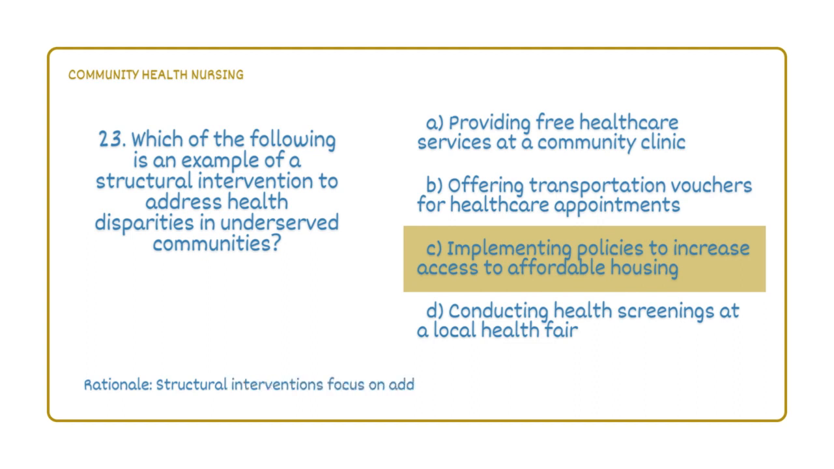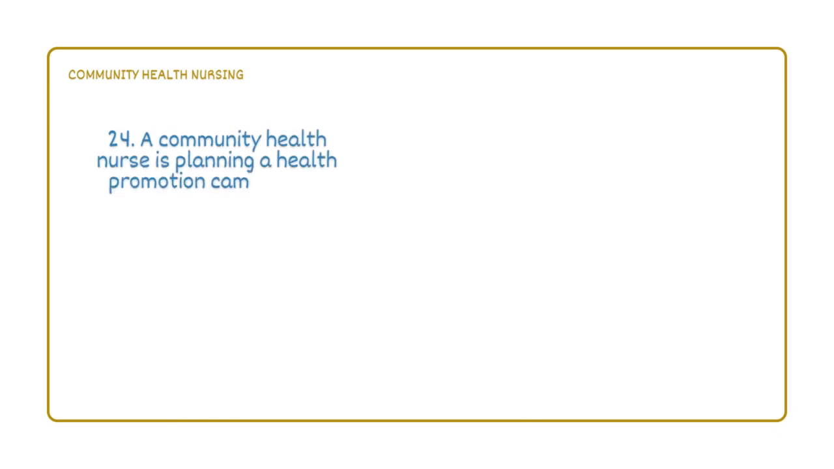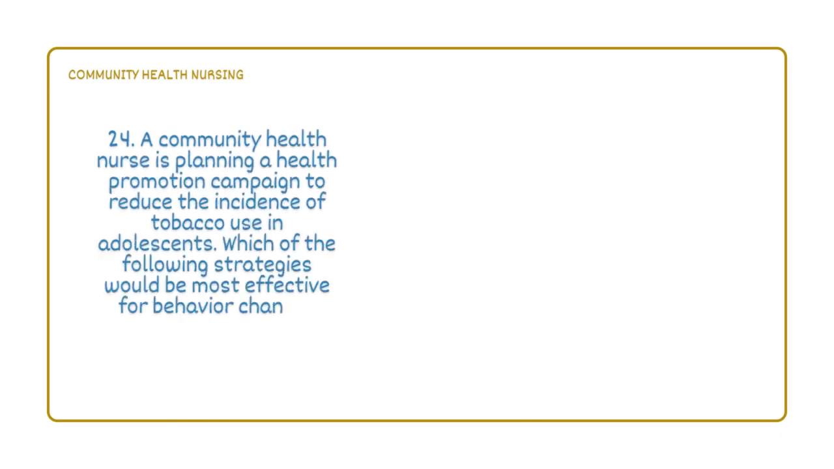Rationale: structural interventions focus on addressing underlying social determinants of health, such as housing, employment, and education, to reduce health disparities. 24. A community health nurse is planning a health promotion campaign to reduce the incidence of tobacco use in adolescents. Which of the following strategies would be most effective for behavior change?